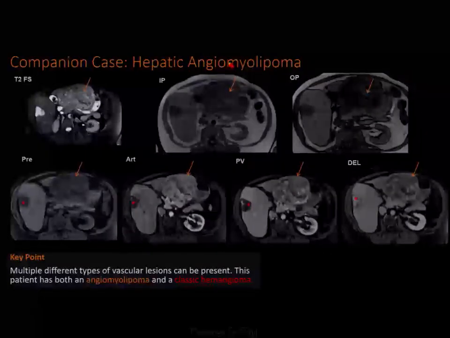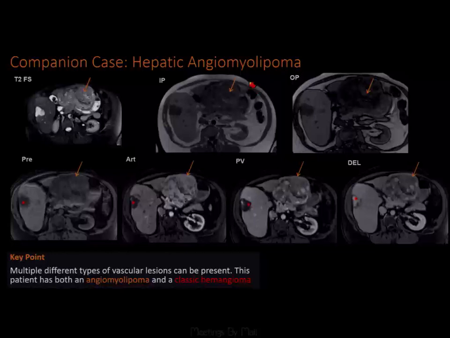This companion case here shows a large lesion with multiple flow voids, again intratumoral fat, and this was a hepatic hemangiolipoma. And here you can also see a classic hemangioma, and it's just nice to show that multiple different types of vascular lesions can exist in the same patient.